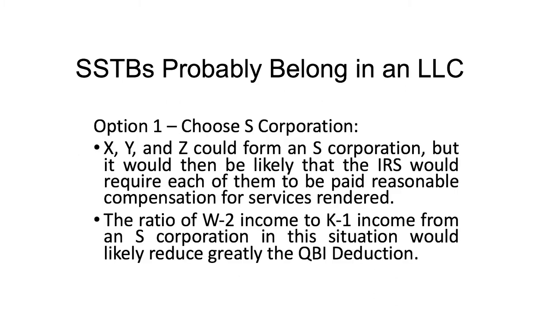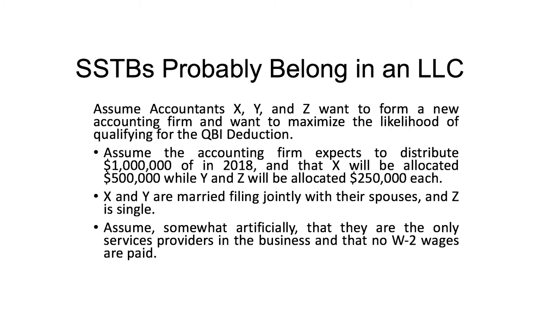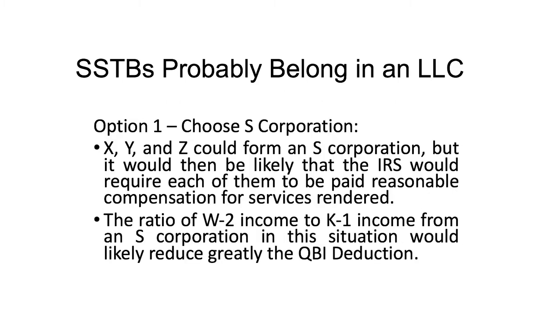So if they choose to be an S corporation, then X, Y, and Z, under the rules for S corporations, for reasonable comp, you're going to be required to make some type of compensation payment, a reasonable amount to each owner, to X, to Y, and to Z. Now, what that amount is is determined based on the facts and circumstances. We're not going to go into that, but the important point is that there will be some type of compensation that has to be taken out.